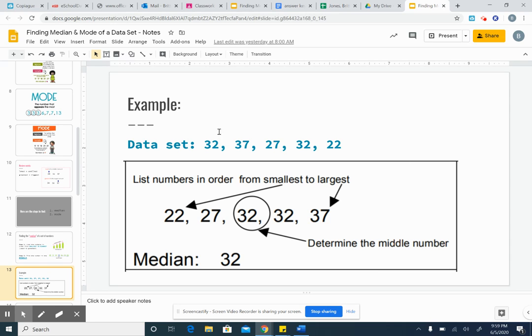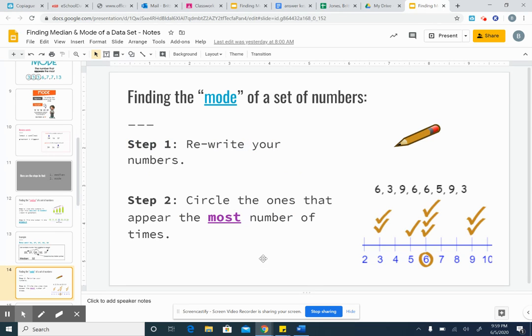Here's an example. Here's a data set. Okay, I list them out in order, smallest to biggest. Find the number in the middle, it's 32. So my median is 32. Now here's some steps for finding the mode. Whatever numbers you're given, you can rewrite them. Okay, you can rewrite them in order from smallest to biggest, or just rewrite them the way you see them on the paper. And now you can circle or identify the number that pops up the most.